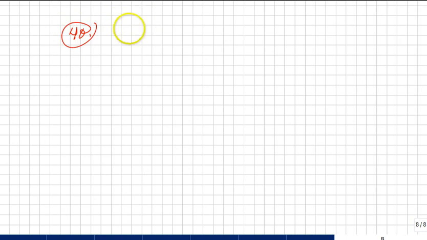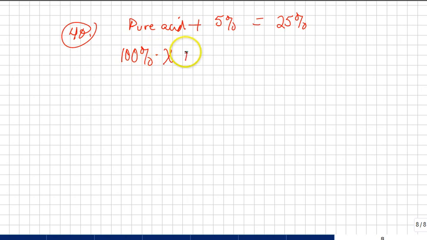How much pure acid? So we're going to take pure acid, and we're going to add it to 5% acid, and we're going to get a 25% acid. Well, pure acid is 100% acid, so it's 100% times how much we don't know, and 5%, 0.05 times 50 milliliters is how much we have of that, and that's going to equal 25% acid. And again, how much are we going to have? Well, we got x pure acid, 50, so it's going to be x plus 50.